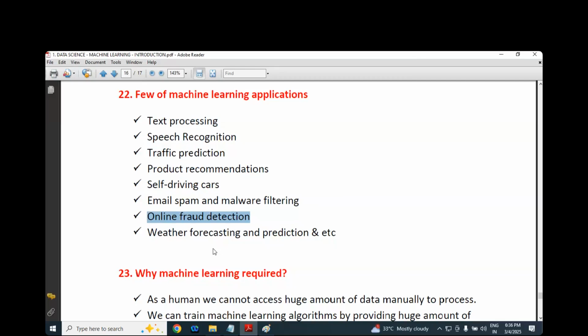Now, in between, if you have created one small layer, and suddenly you got a message, a backend ML algorithm will tell you, oh boss, don't click on that one, that is a fraud message. Or, boss, click on that one, this is not a fraud. That is called online fraud detection. Backend ML algorithms will do it.